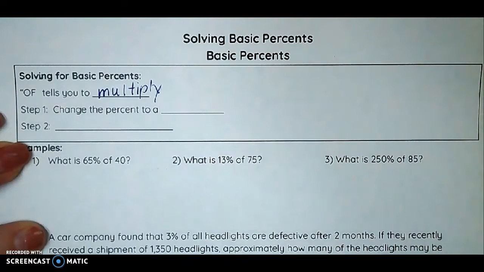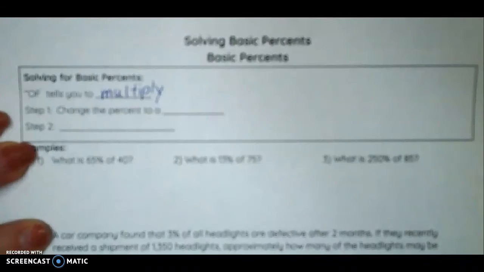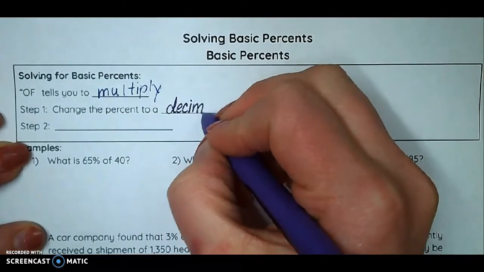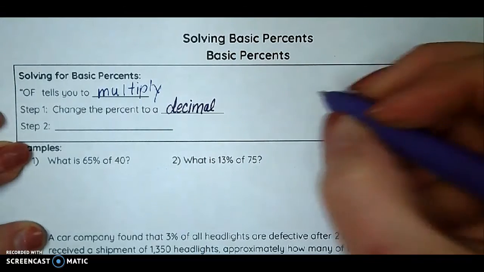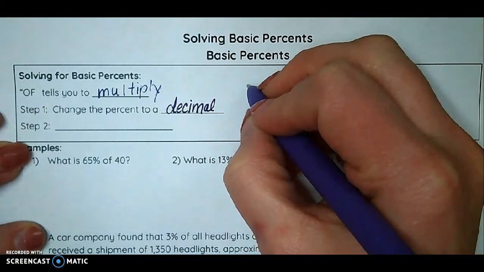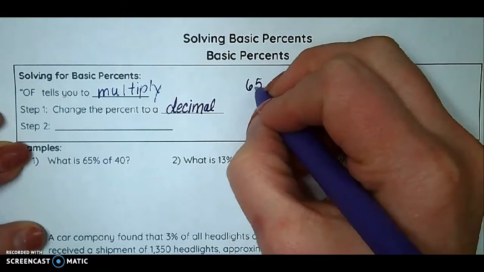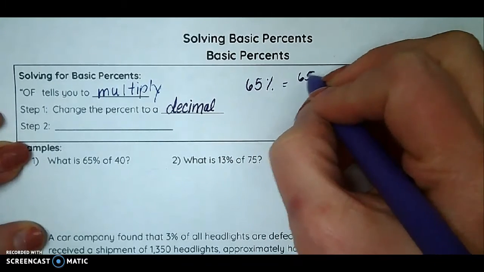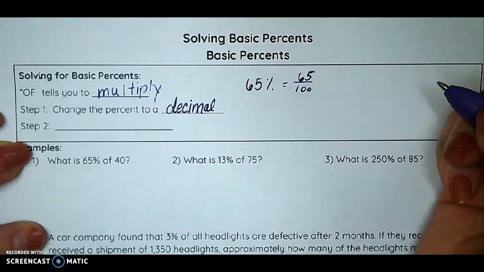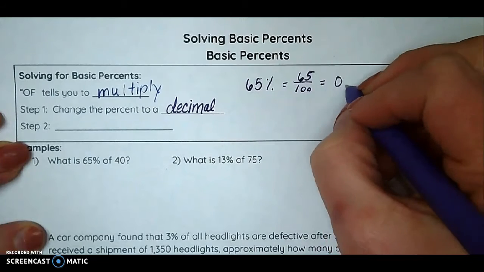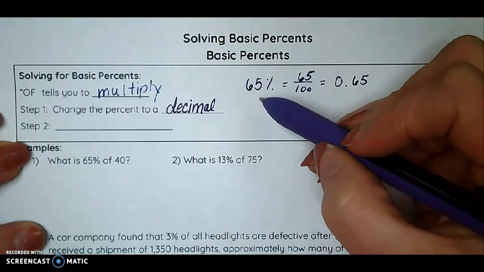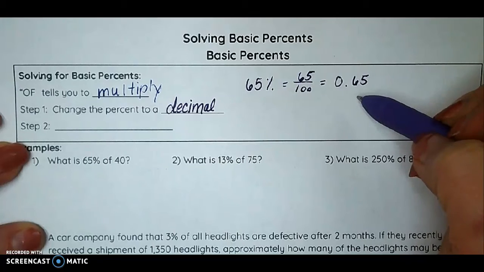Before I can multiply, I have to remember to change the percent to a decimal. So you'll remember, hopefully from last year, that if I have something like 65%, I need to do 65 over 100, which is a fraction, which can be turned into the decimal 65 hundredths. I think of it as 65% is like 65 cents. That was how I would write it as a decimal.